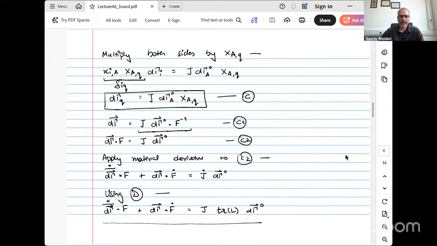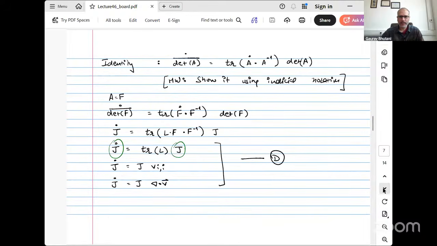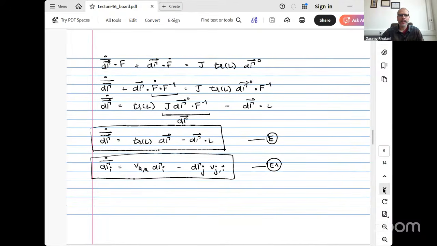And once we have done that, as you can see in equation C, we take the material derivative of that and we get the expression for the material derivative of d gamma in terms of d gamma. So that's the material derivative of the area element, and it is expressed, if you look at equation E, in terms of the velocity gradient tensor, that is L.